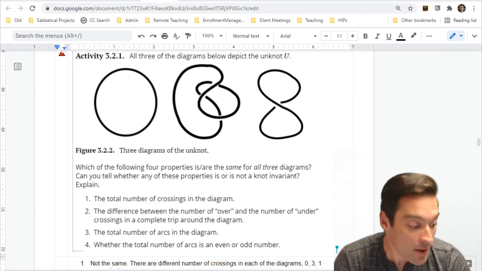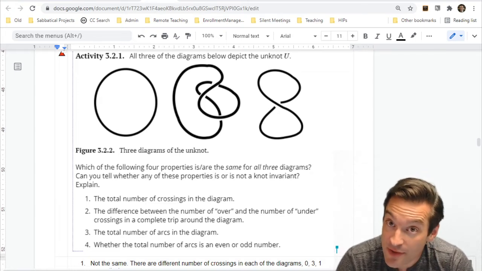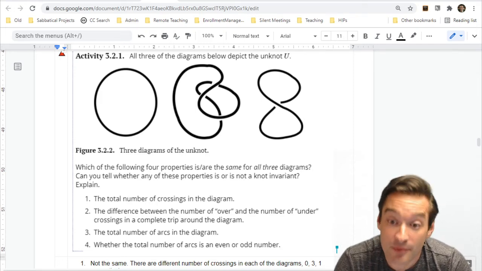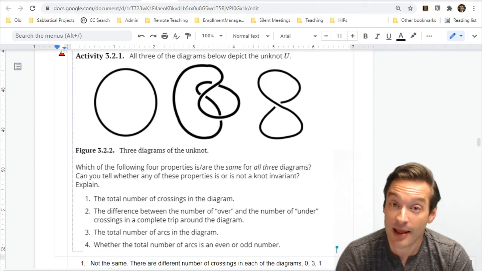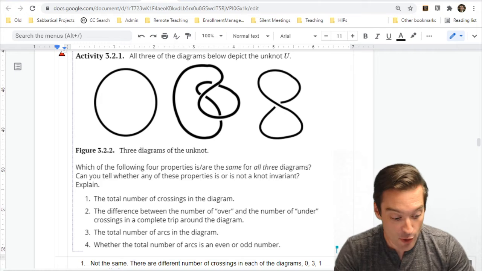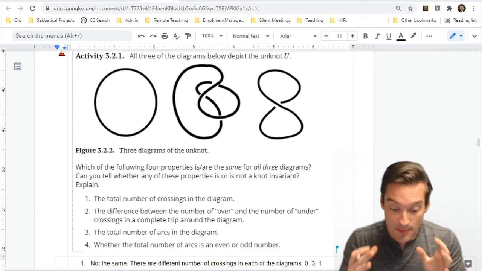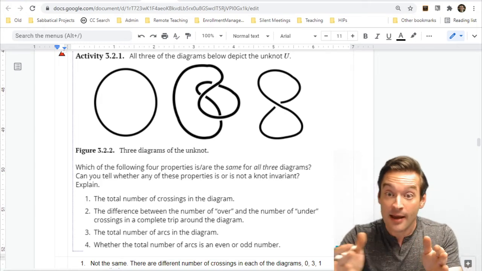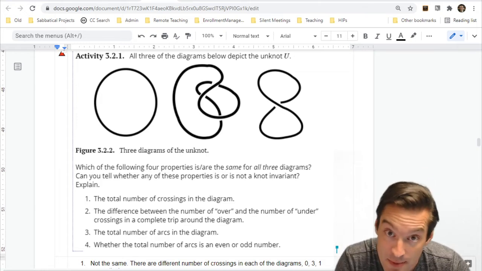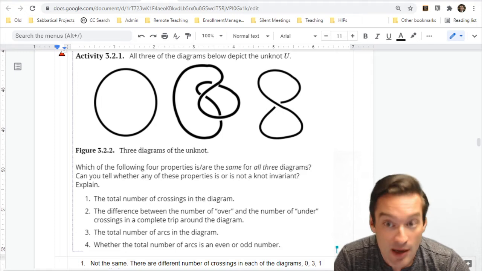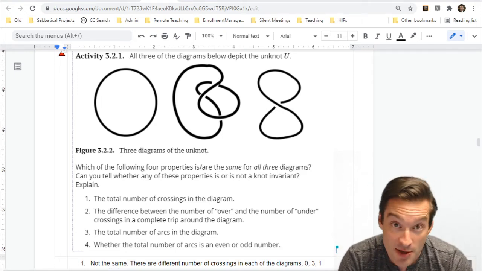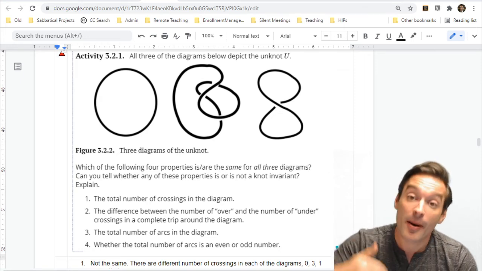No, it doesn't work. Because here are three diagrams of the same knot whose total number of crossings is not the same for these three diagrams. So that cannot have been a knot invariant. That's absolutely out of the question. Because in order to be a knot invariant, it has to be the same for any diagram of a given knot. And that's clearly not the case because all three of these represent the same knot, namely the unknot, but they disagree on the total number of crossings that they have. So we can't use the total number of crossings in a diagram to tell us anything about the knot that that diagram represents.